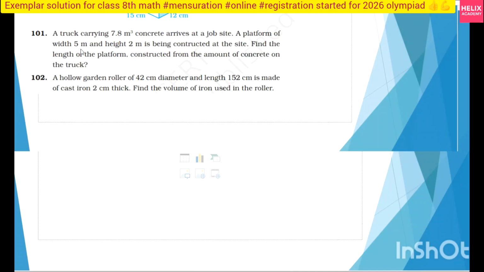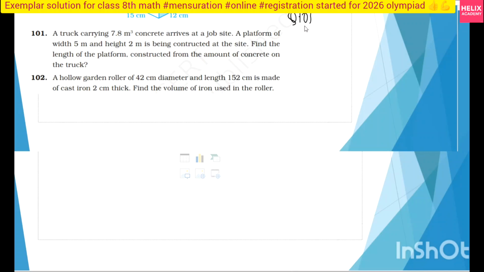A platform of given width and height is being constructed at the site. Find the length of the platform constructed from the amount of concrete in the truck. Since they have given the amount of concrete, they are directly giving the volume. When the volume is given, you have to find the dimensions. Since length, breadth and height are asked and some parts are given, I am just assuming it is a cuboid. So I will say that for question number 101.